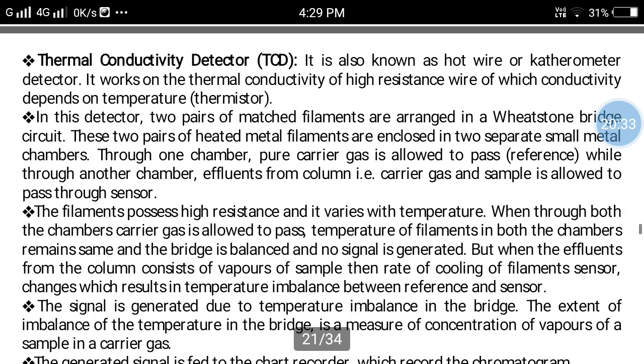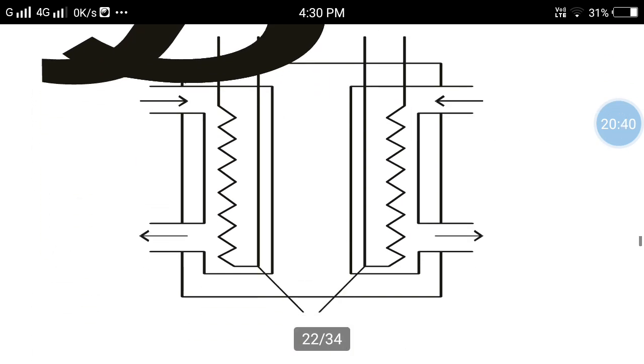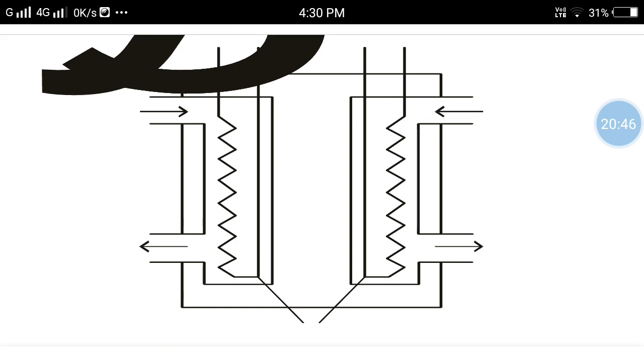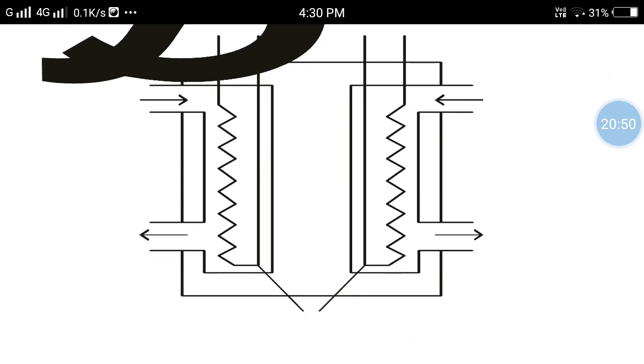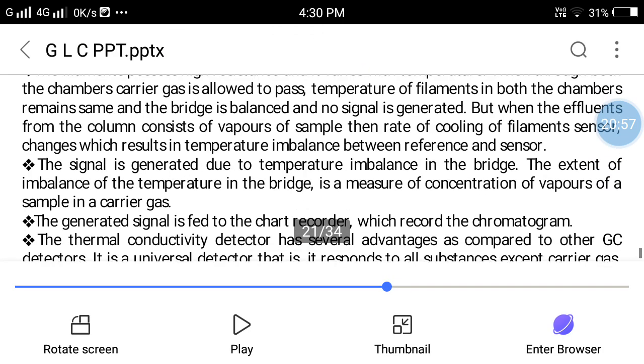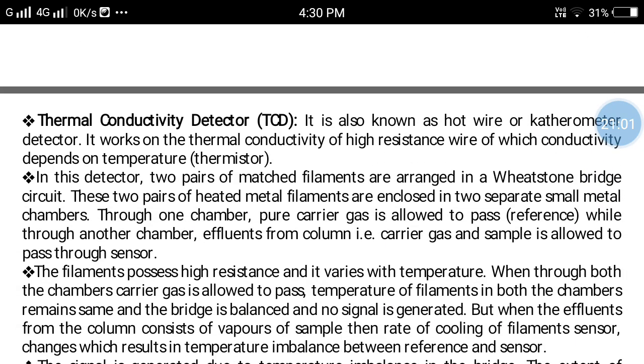Here, first we have seen the thermal conductivity detector, that is TCD. This is the figure of the thermal conductivity detector. In the thermal conductivity detector, there is an arrangement of a Wheatstone bridge inside, and it has two sides. One is the sample site and another one is the reference site. The thermal conductivity detector is also known as the hot wire or katharometer detector.